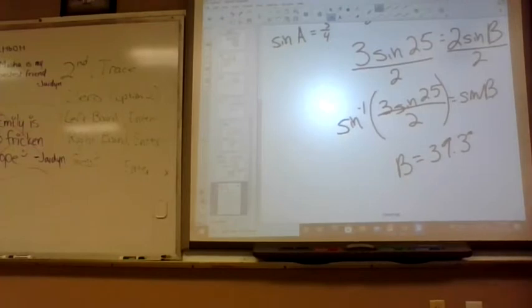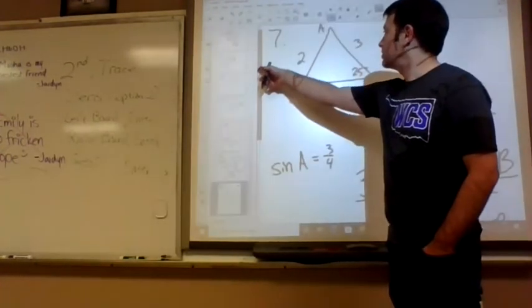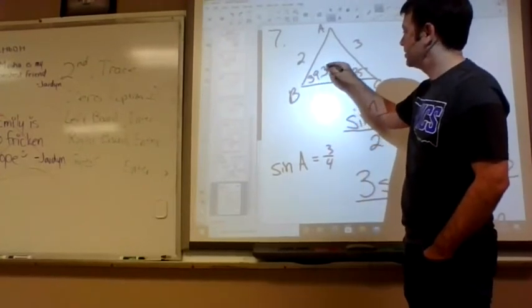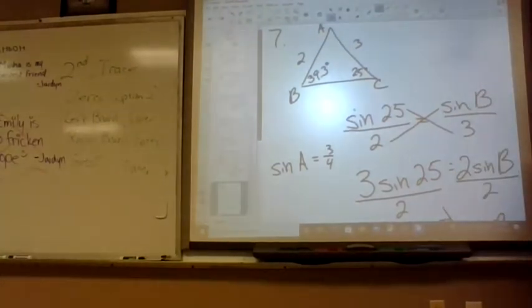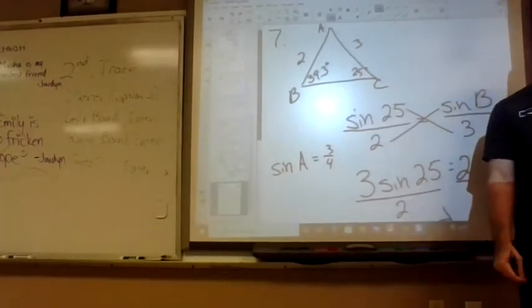And what did you just find? That was angle B. So this is 39.3. Now we can do 39.3 plus 25, and then subtract that from 180. We can easily find the other angle now.